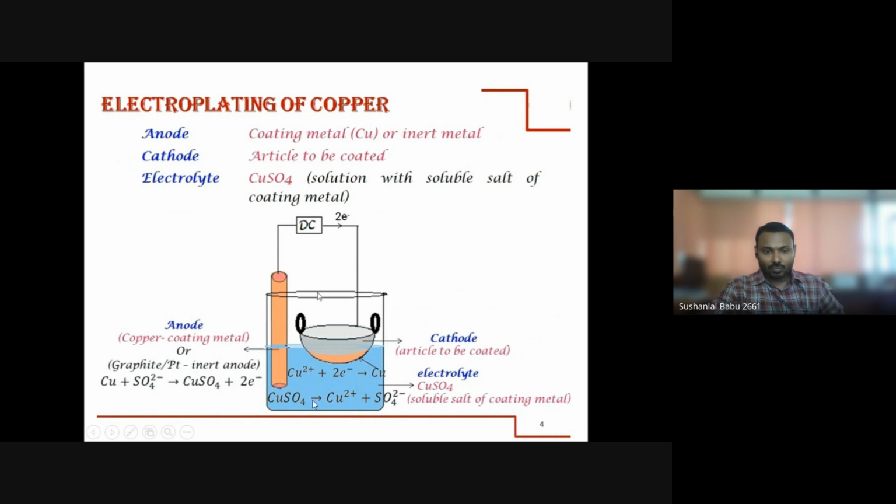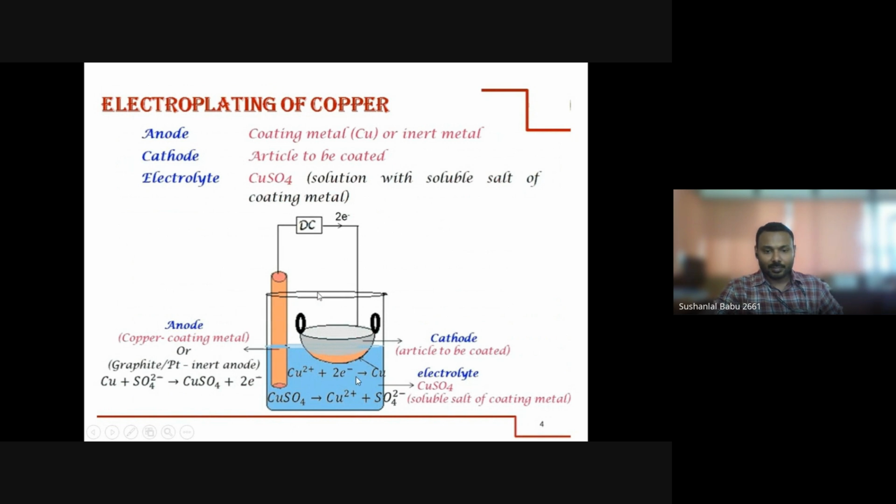So what will be happening? If we connect both anode and cathode with a DC source, then what will happen? This copper sulfate will decompose to Cu2+ plus SO4 2-, and this is a positive ion, so it will get attracted towards the cathode. It will go towards the cathode, and it will get reduced and deposited over the cathode.